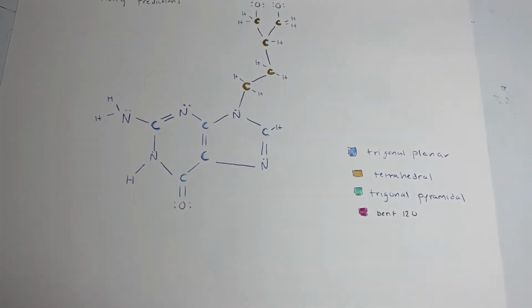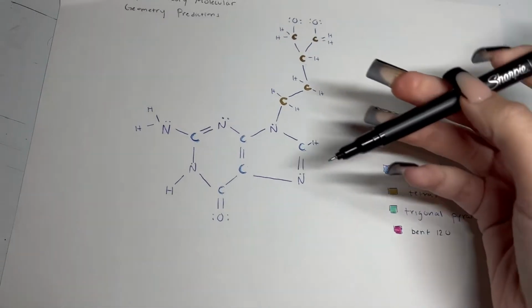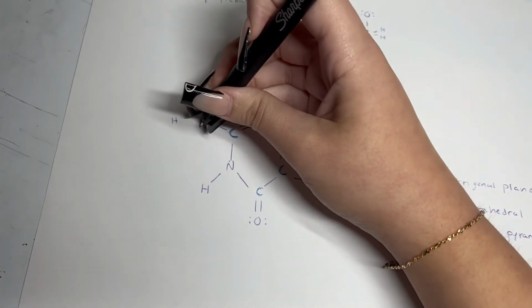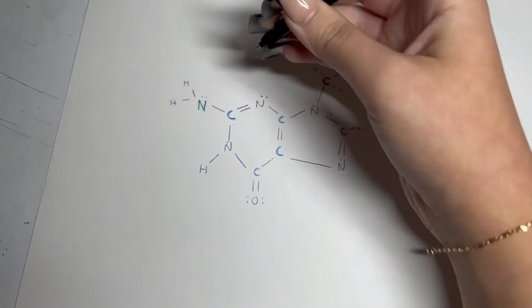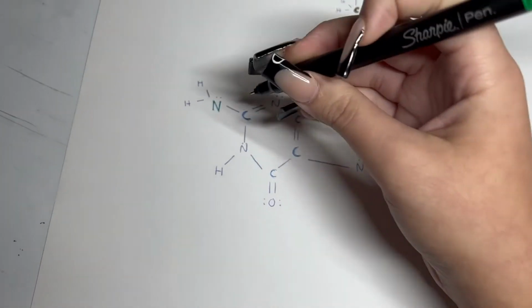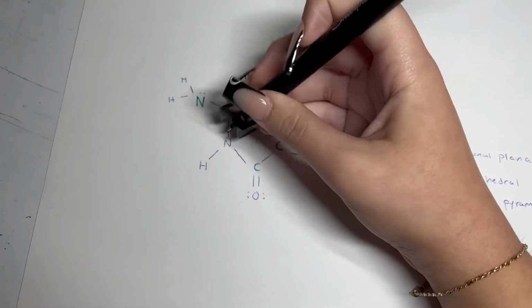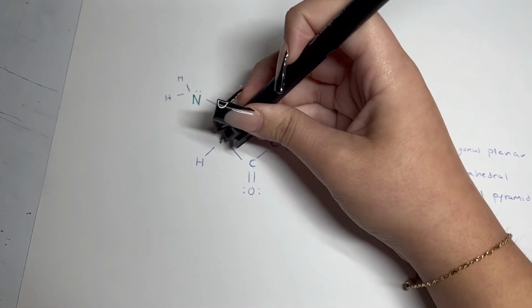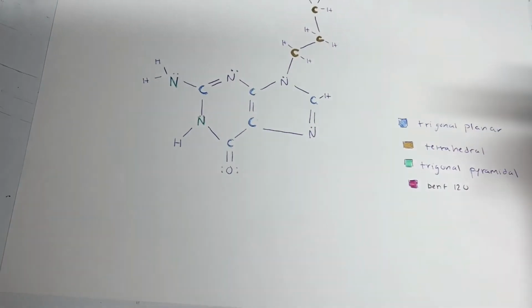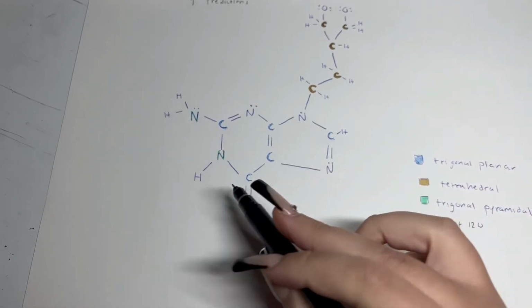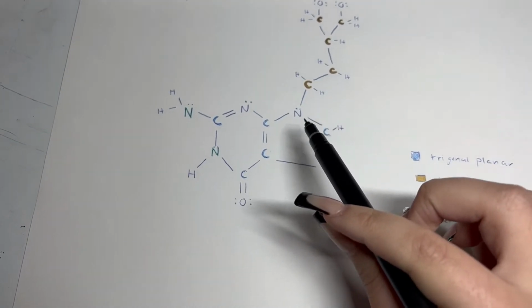And now we are going to do trigonal pyramidal. This one will be trigonal pyramidal because it has 3 connected and it has a lone pair. This one as well. And then this one as well.